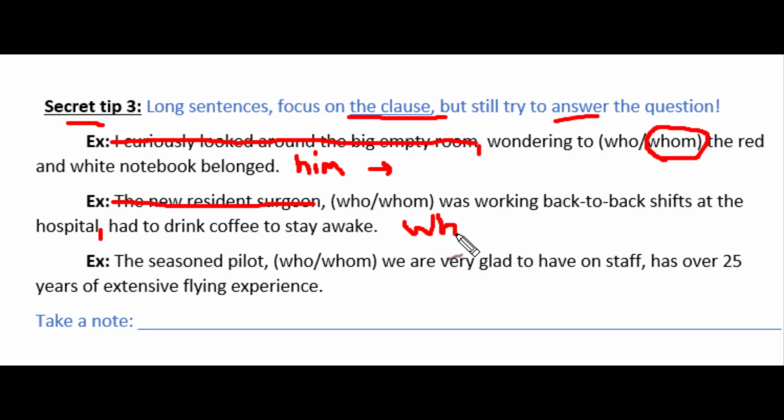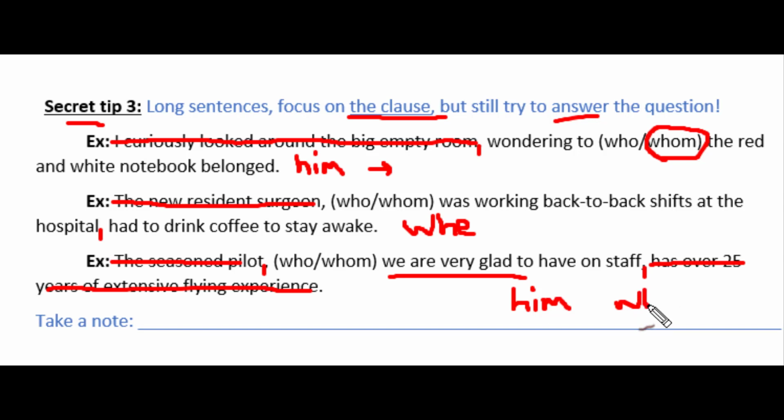Let's take a look at the final example. The final example, it says, the seasoned pilot, comma, whom we are very glad to have on staff, comma, has 25 years of extensive flying experience. We disregard this part, and you could even disregard the last part here. Focus in on what's actually being questioned. Whom we are very glad to have. Let's answer it. We are very glad to have him. We are very glad to have her. When we use him or her, we know that we're going to use the word whom.